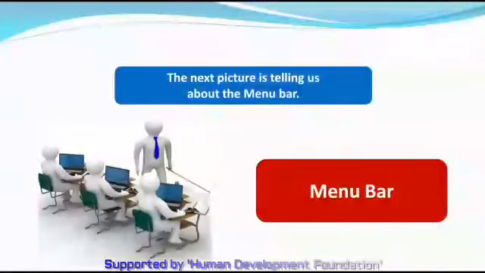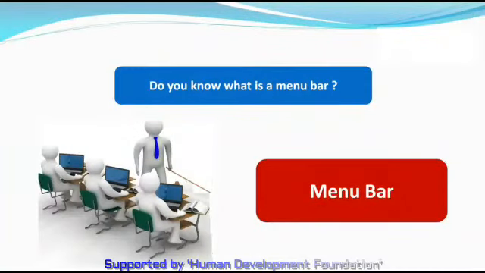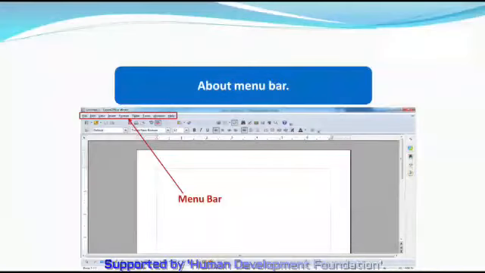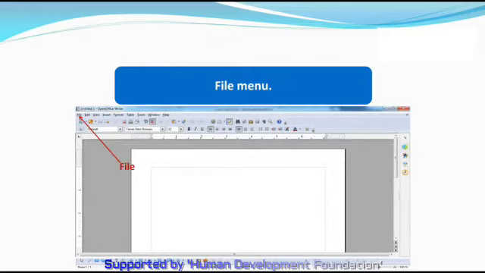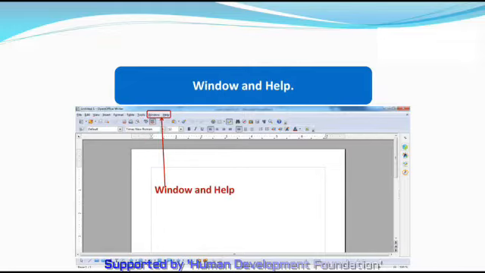The next picture is telling us about the menu bar. Do you know what is a menu bar? Menu bar is the most important part of Writer. It is from here that we get to do all our work related to the file, like formatting text, merging documents, or saving files, etc. The menu bar contains all these options. The menu bar has the options for file, edit, view, insert, format, table, tools, window, and help.